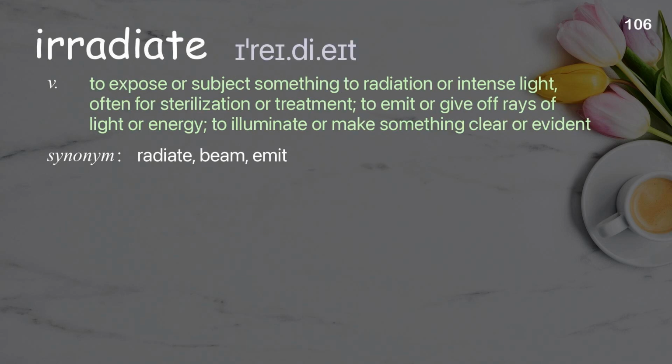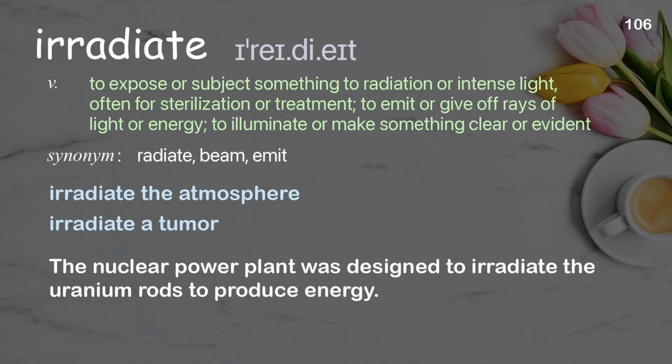Irradiate. To expose or subject something to radiation or intense light, often for sterilization or treatment; to emit or give off rays of light or energy; to illuminate or make something clear or evident. Examples: irradiate the atmosphere, irradiate a tumor. The nuclear power plant was designed to irradiate the uranium rods to produce energy.